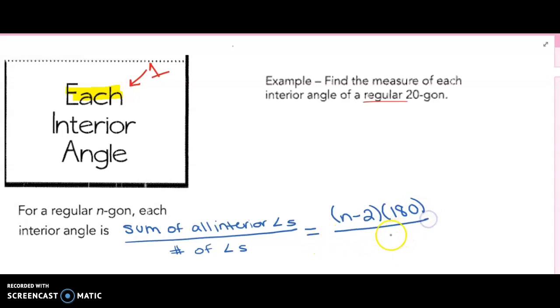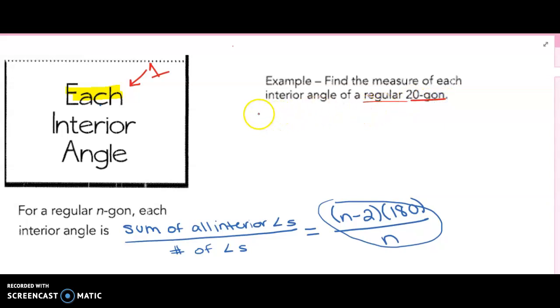And then the number of angles that we have is just n. Okay, so this here would be the formula we'd use to find the measure of just one interior angle. All right, let's do an example now. The example says find the measure of each interior angle of a 20-gon.